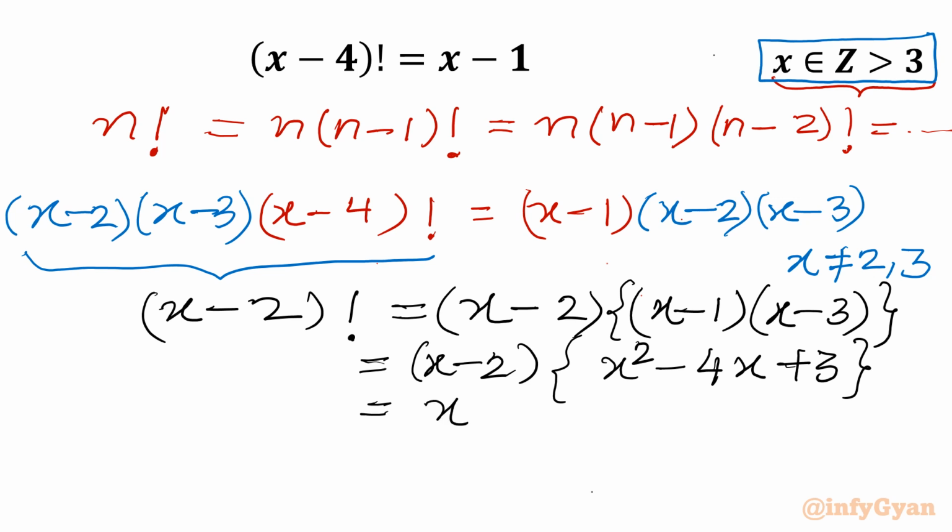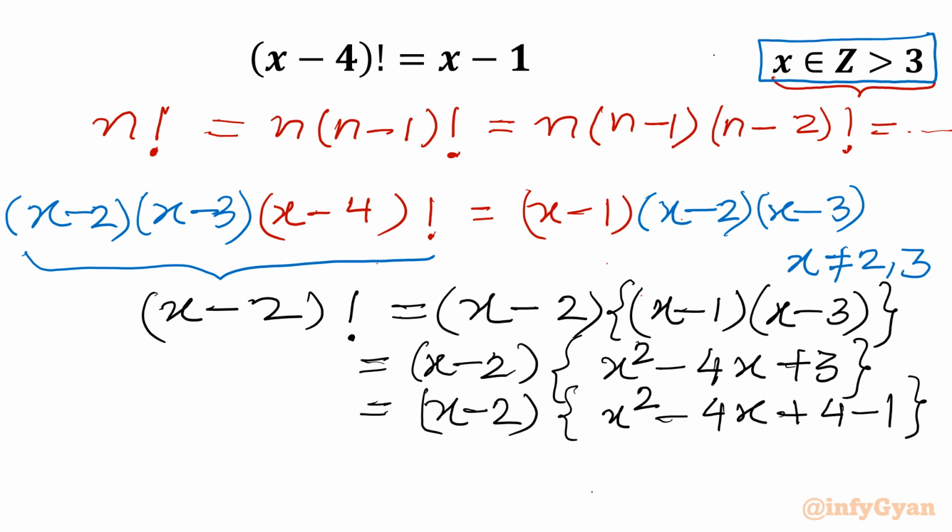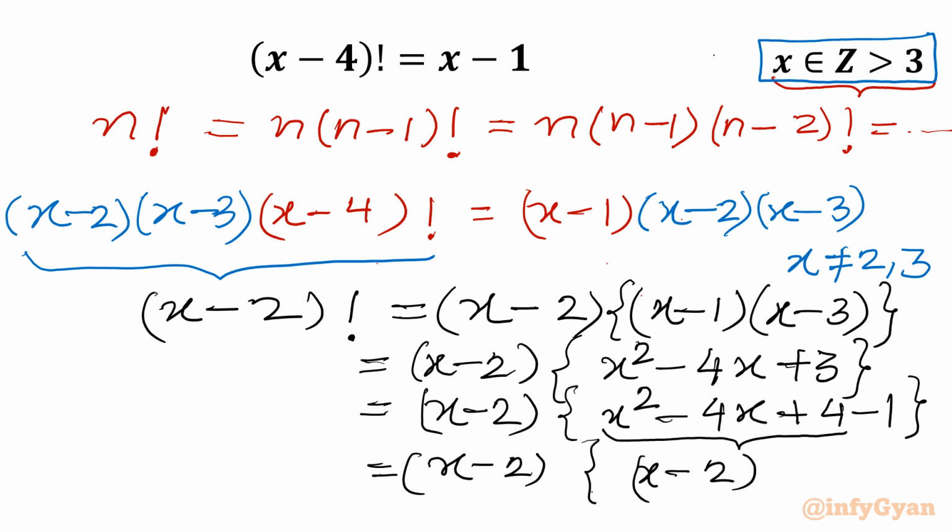Now I can write (x − 2) as it is. This bracket I will be writing x² − 4x, and 3 can be written as 4 − 1. So from the first three terms of this curly bracket, we can write it is again the whole square of (x − 2), and then after it is minus 1 there. Left hand side is (x − 2)!.